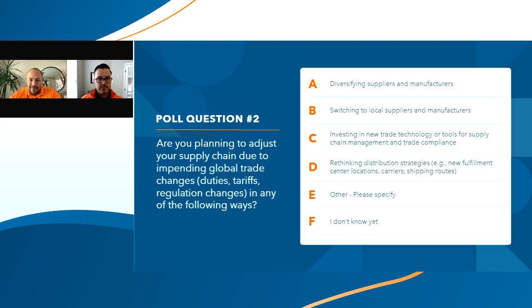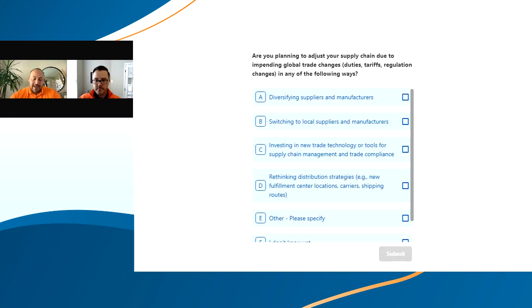So this poll question we have is, how are you planning to adjust your supply chain due to impending global trade changes, duties, tariff regulation changes, in any of the following ways? We've been asking this question from the jump, and it's been really, really interesting to see how answers have changed. So we'd love to hear your answers. If you have made significant changes, we would love to hear in the chat as well.